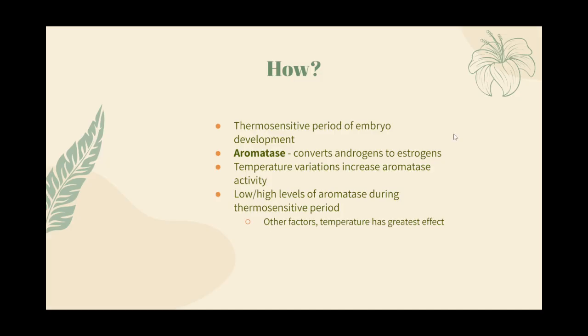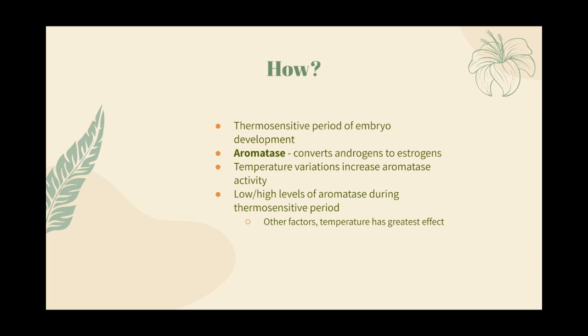So how does this actually work? In these species, the sex is determined by the production of sex hormones during embryo development, specifically in the thermosensitive period. Aromatase is an enzyme that converts androgens, which are male sex steroids like testosterone, to estrogens, which are female sex steroids like estradiol, during the thermosensitive period.